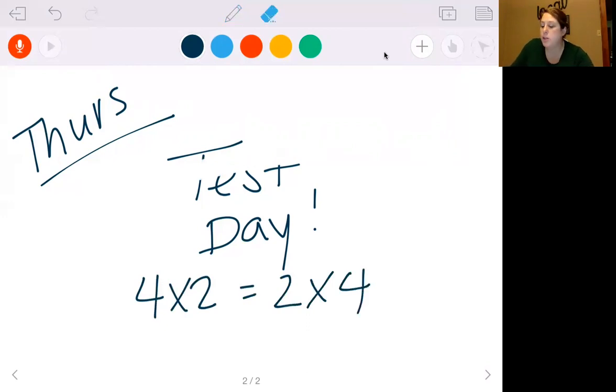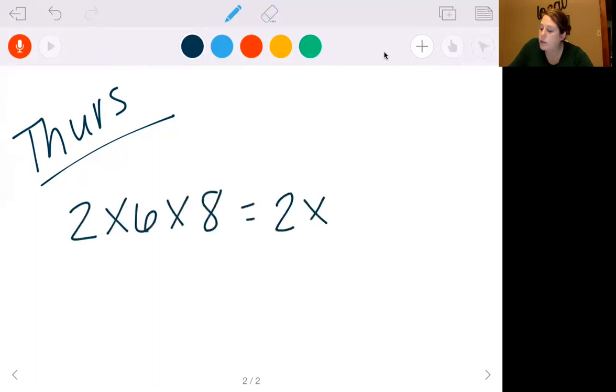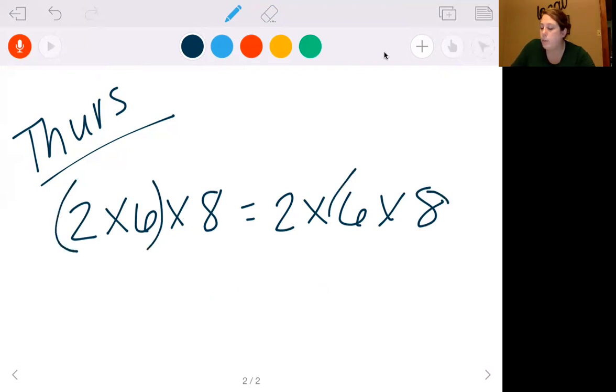Associative property, and let me show you one thing I wanted to show you with this one real quick. Associative property, if I say 2 times 6 times 8 equals 2 times 6 times 8. You notice that my numbers do not change order. They stay 2, 6, 8. However, the grouping can change. I can group 2 times 6 in the first one and 6 times 8. That's associative property.